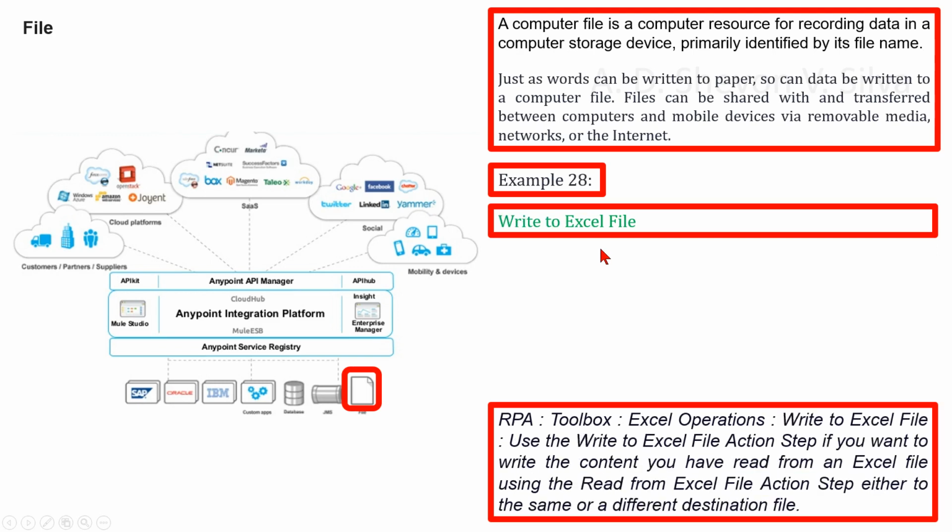Now we are considering Write to Excel file in Excel operations in the toolbox in RPA. Use the Write to Excel file action step if you want to write the content you have read from the Excel file using the Read from Excel file action step, either to the same or a different destination file. The Write to Excel file action step can only be used inside an Excel session. Specify the destination file in the Excel session.